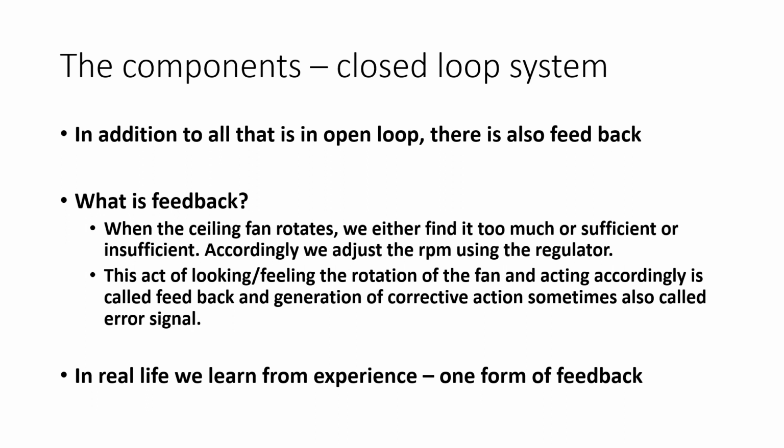This act, in the case of the ceiling fan, of looking, feeling the rotation and acting accordingly is called feedback, and it generates the corrective action. What is the corrective action? It is to adjust the regulator. The regulator may be at position number 4 out of 0 to 5. Depending on whether it is too fast or too slow, you may go to 3 or to 5. So you are doing an incremental correction. Sometimes a feedback signal is also called an error signal.